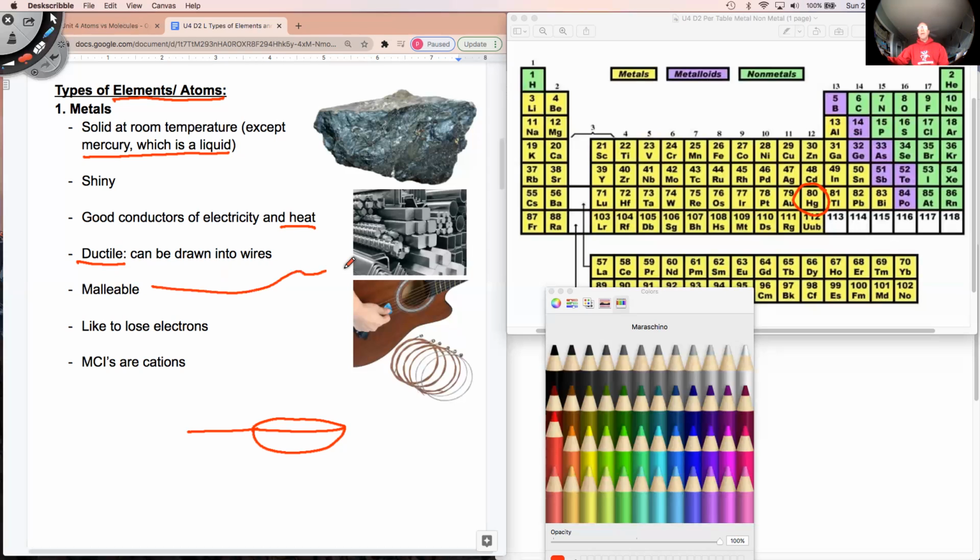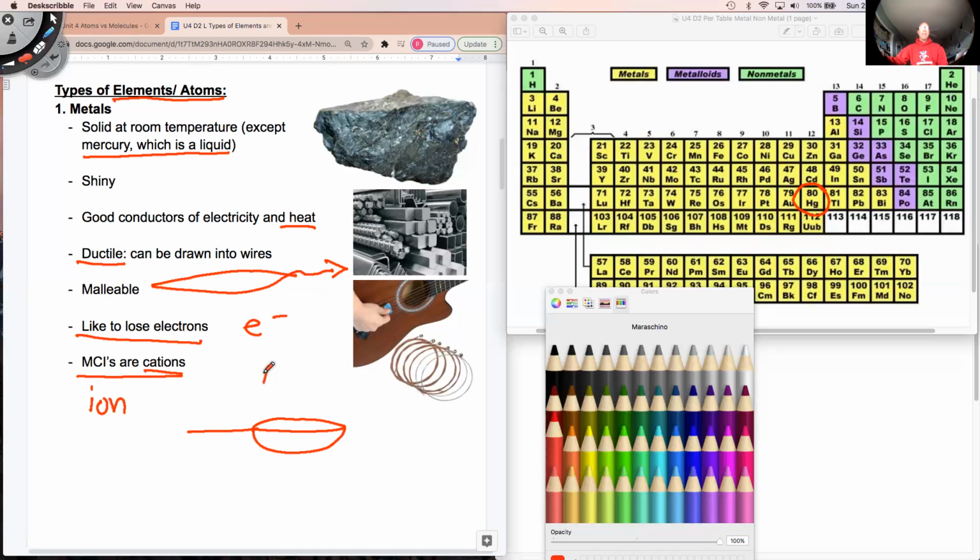You can take a look like right down here at the bottom. These pieces of metal are bent. Malleable means you can make different shapes. You can make an airplane wing, and you can make them all different shapes. So metals also, and this is the key, like to lose electrons. They love to lose electrons, and when they are an ion, they are cations. You remember that cations are positive, ladies and gentlemen.